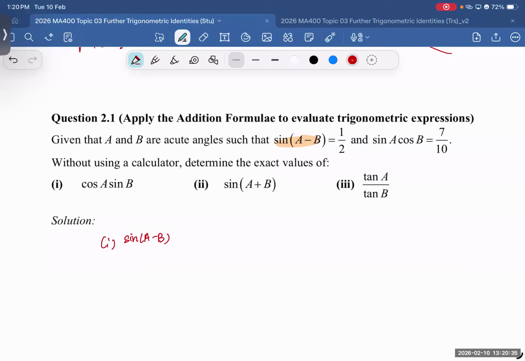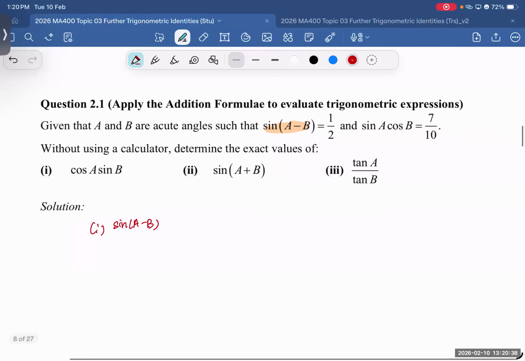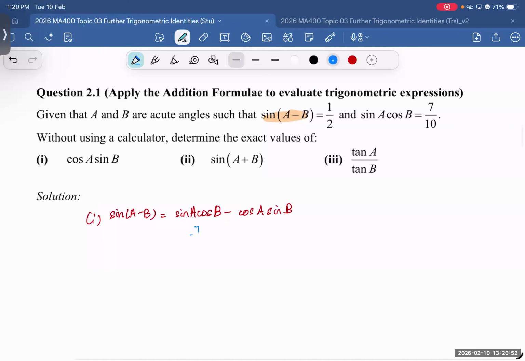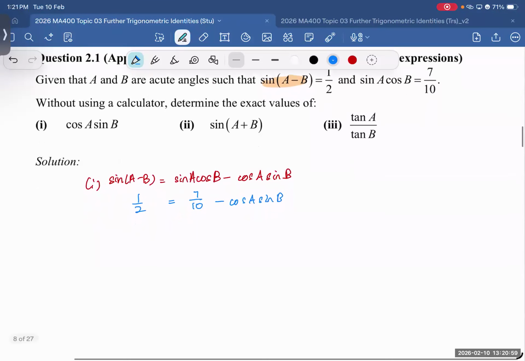Okay, I'm going to go through question 2.1 part 1 so that this will be recorded. So this is the same as sine A cos B minus cos A sine B. Now you will see that this is 7/10, this is half minus cos A sine B. This is 7/10 minus half. So that is 1.